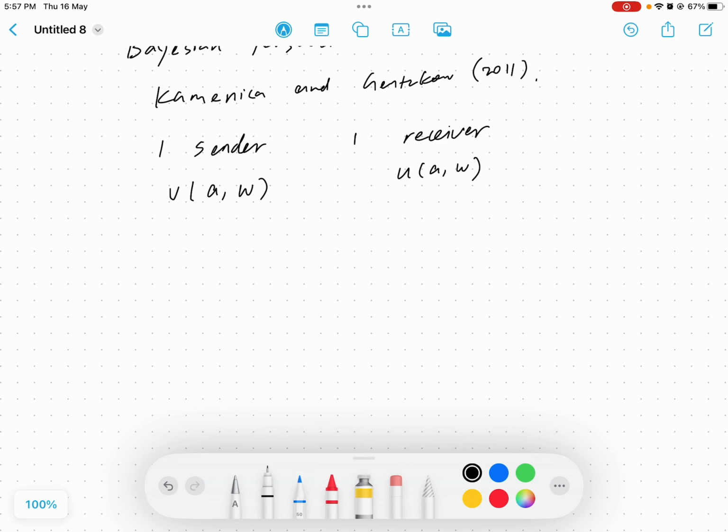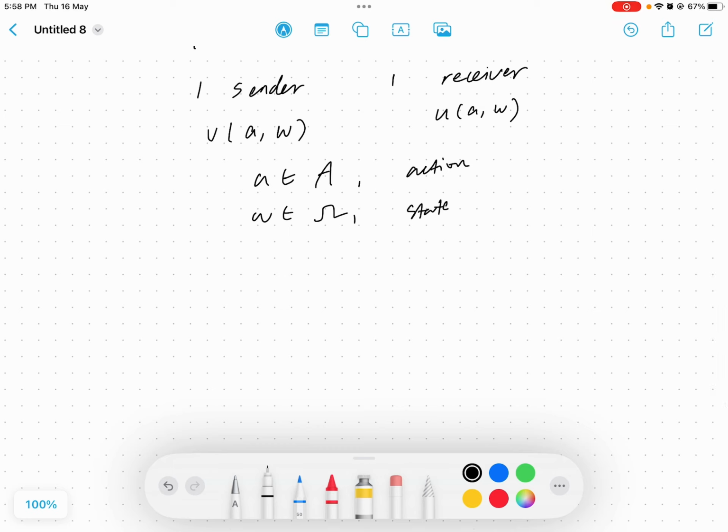As we mentioned, this A is the action from the action space, and omega is from the state space. Both the sender and receiver have a common prior belief on omega. So omega is then realized according to this prior belief, right?